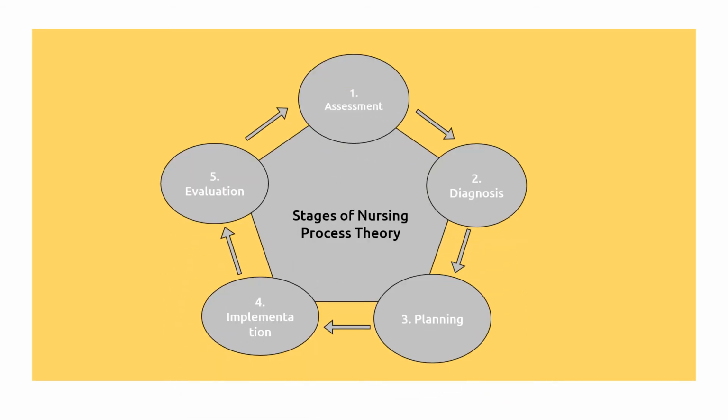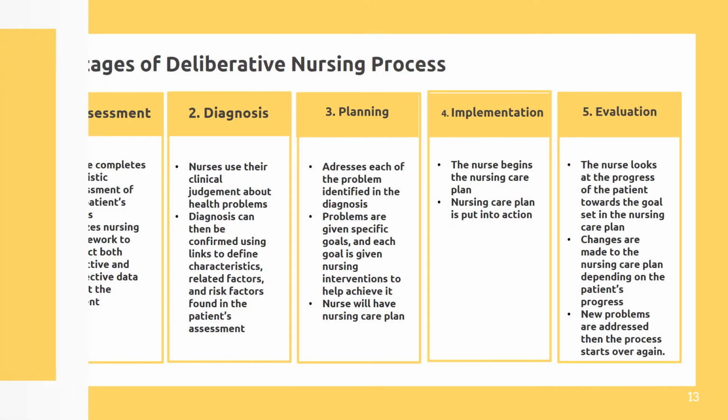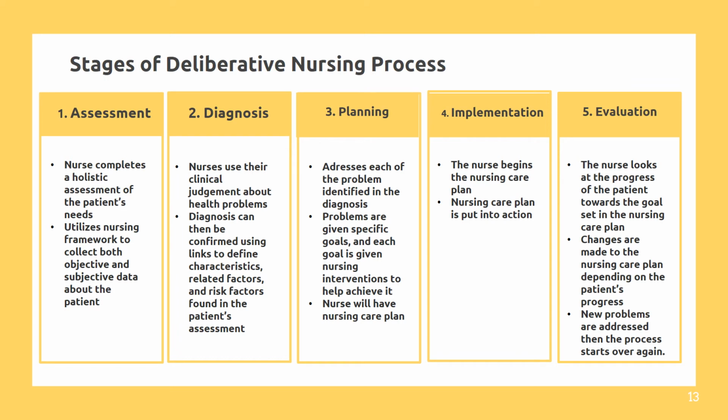These are the stages of nursing process theory. First is the assessment. Second is the diagnosis. Third, planning. Fourth, implementation. And fifth, evaluation. Now let us discuss the stages of deliberative nursing process. First stage, assessment. A nurse completes a holistic assessment of the patient's needs. It also utilizes nursing framework to collect both objective and subjective data about the patient.